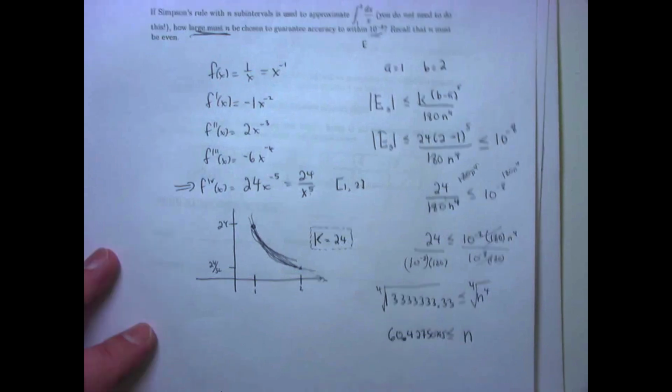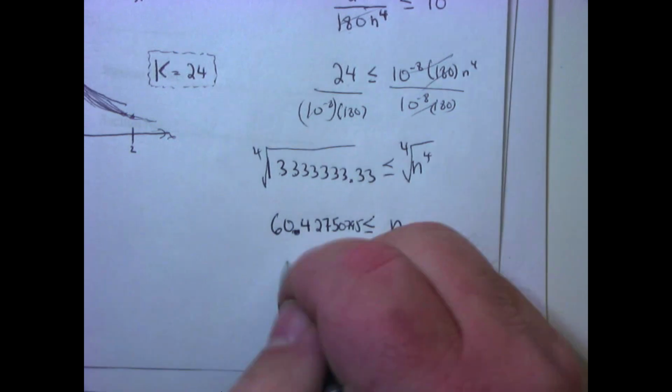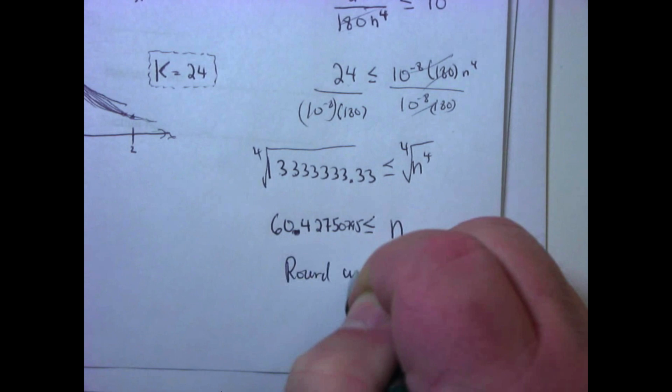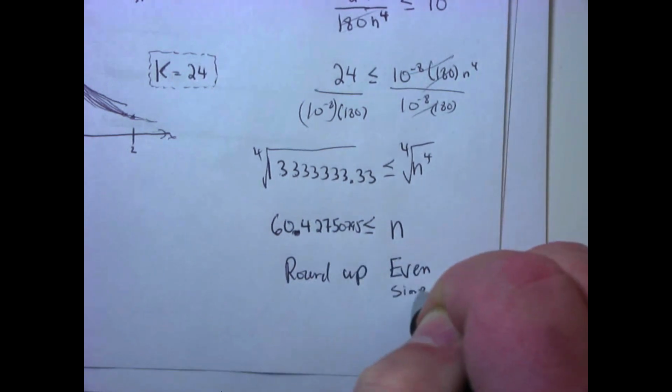But they want me to solve for n, and this is Simpson's rule. So let me blow this up so you guys can see this thing. N's got to be bigger than 60.4. When you're looking for sample sizes for the Riemann sums, you can never have enough samples. You always round them up. So if I round 60.4 up, what number do I get? 61, and that's the wrong answer because Simpson's rule has to be what? Even. So I've got to round up to be even because of Simpson's rule.